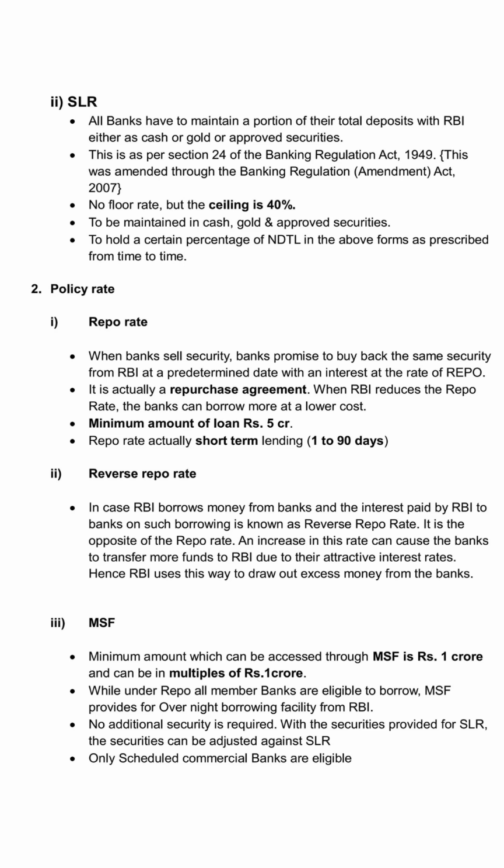Reverse repo rate. In case RBI borrows money from banks, the interest paid by RBI on such borrowings from the bank is known as the reverse repo rate. It is the opposite of repo rate. An increase in this rate can cause banks to transfer more funds to RBI due to attractive interest rates. Hence, RBI uses this way to draw out excess money from the banks.